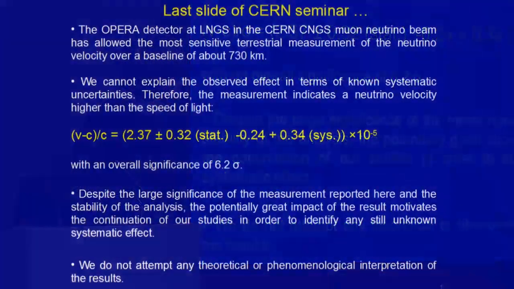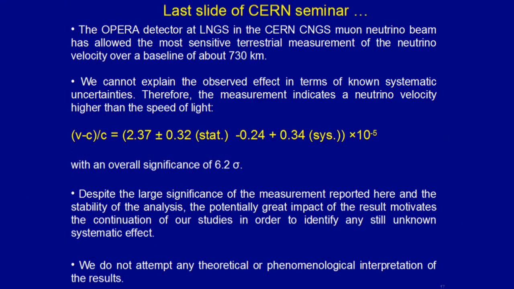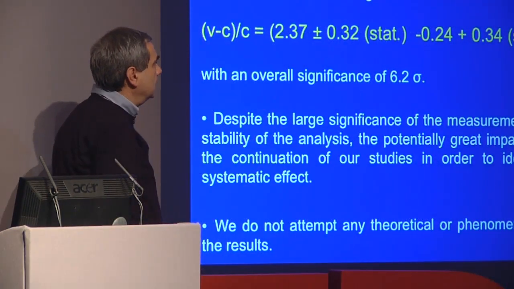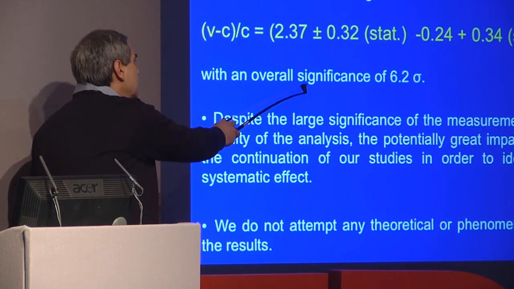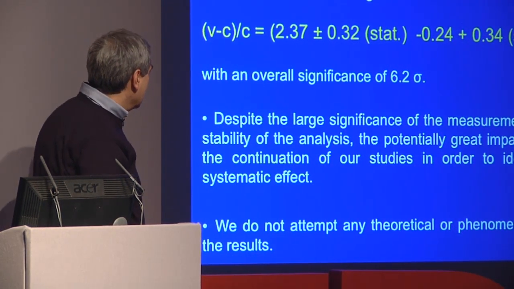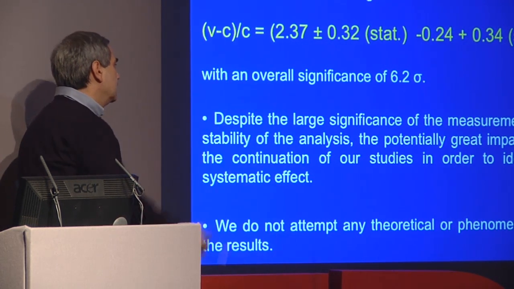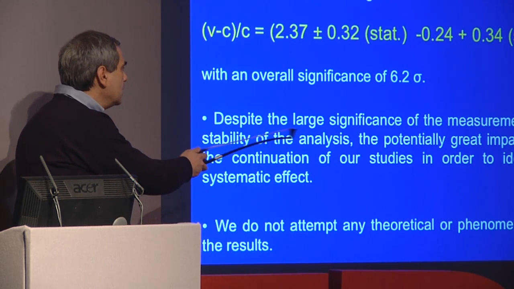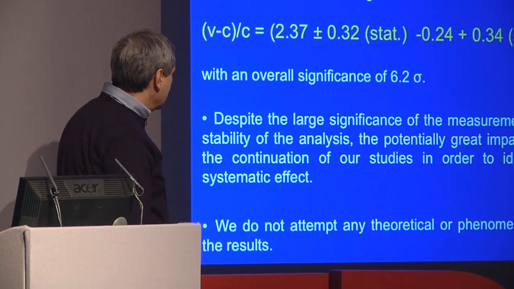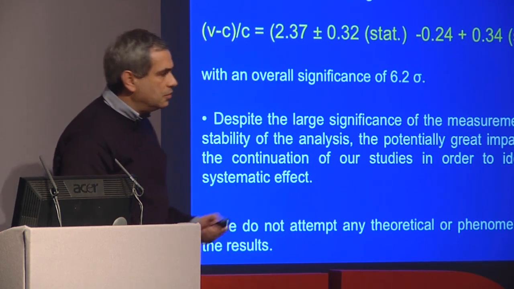So just to conclude, here is a slide that we showed at CERN at the seminar on September 23rd, where we say that we spent many months trying to explain this observed effect in terms of known physics and uncertainties of the measurement, but we didn't succeed. So we interpreted it as a deviation with respect to the speed of light, which is a tiny effect of 10 to the minus 5, although with a very good accuracy, 6 times the error of the measurement. And we also said that we were going to continue our research on this field, and we wanted to abstain from any interpretation of this result.